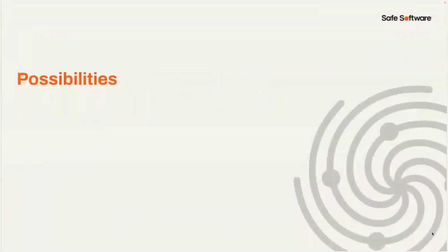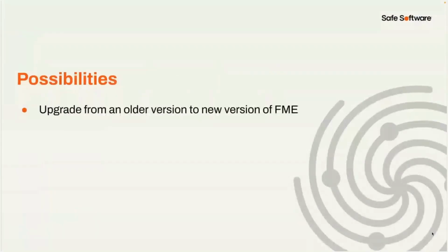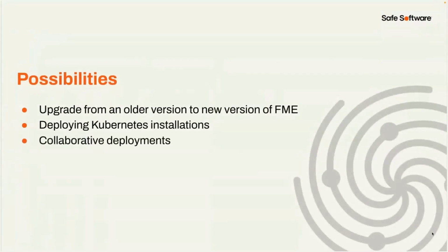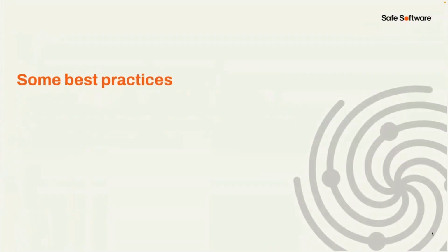So what are the other possibilities you can do with this? You can upgrade from an older version to a newer version of FME. You could also deploy Kubernetes installations. You could have more collaborative deployments with different users across different teams.